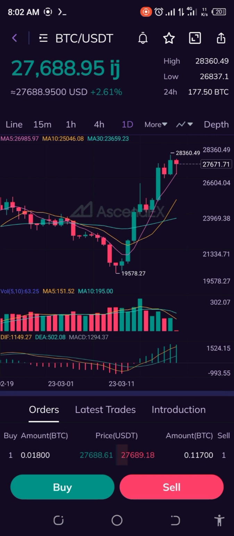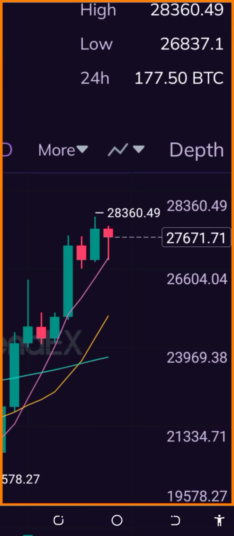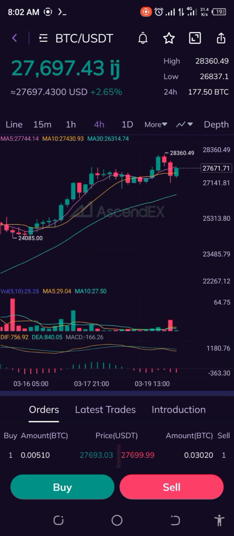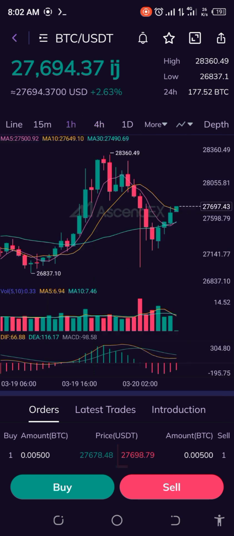Are we on the green? It's not yet on the green, but at least it's giving me hope that it's going to be on the green. But in the 4 hour chart, I can see that we're clearly on the green. So this is actually giving me hope. So let's see how long this takes, right? Let's get back to our 1 hour chart. This is looking very, very achievable. All right, see you shortly.